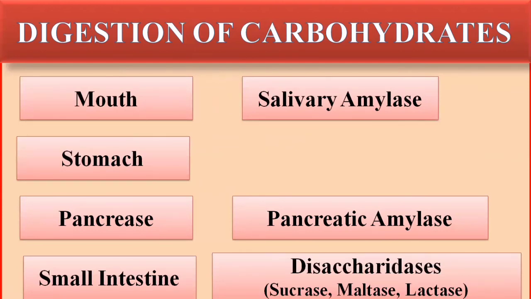Then, in the small intestine, two types of juices are present. One is the pancreatic juice that travels to the small intestine, and the other enzymes are secreted by the lining, the cells present in the small intestine, the succus entericus. These cells secrete the disaccharidases. The disaccharidases will finally digest the disaccharides or oligosaccharides into the final product, monosaccharides.